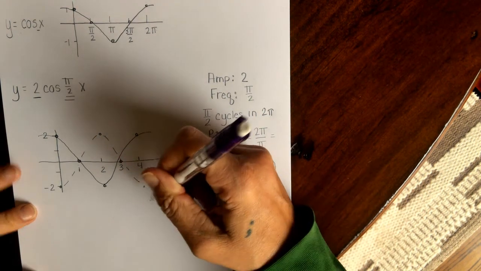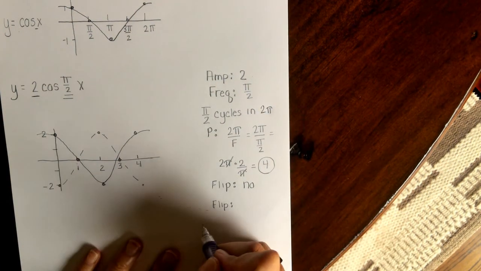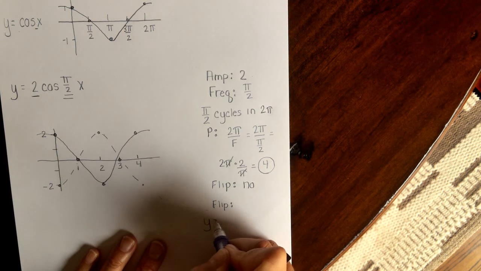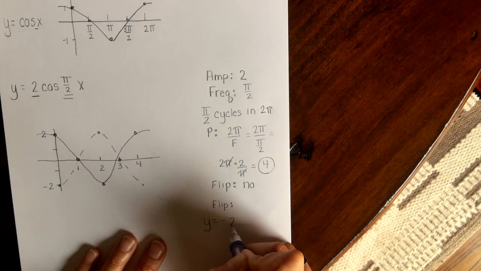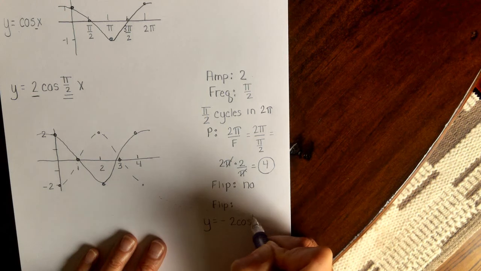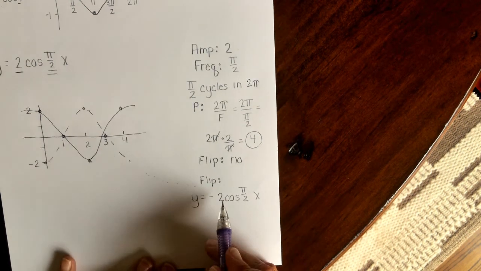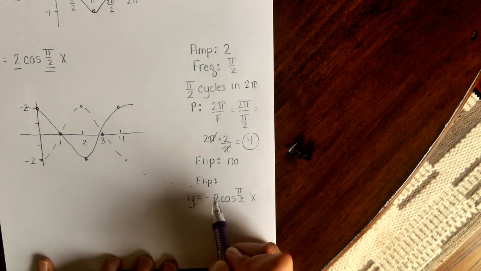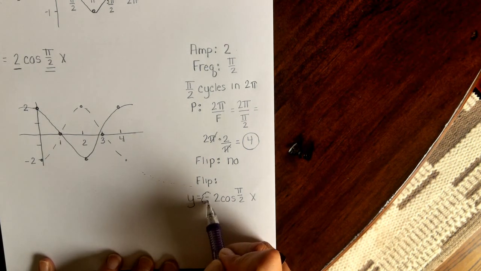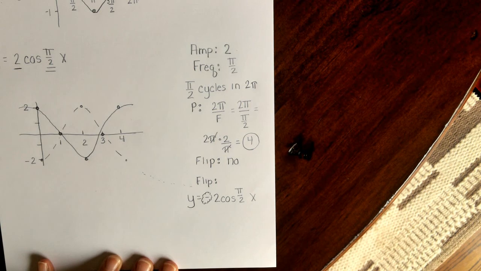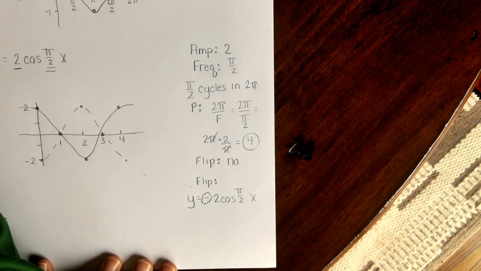And the only way the equation would change for this particular problem is it would be y equals negative cosine of pi over 2 x. The amplitude is still positive 2. This piece right here, if you see it, you just have to remember to flip your graph. All right, ask questions if you have them.